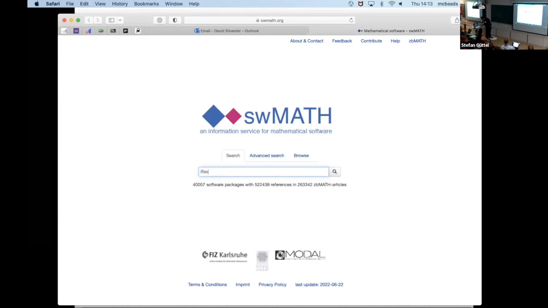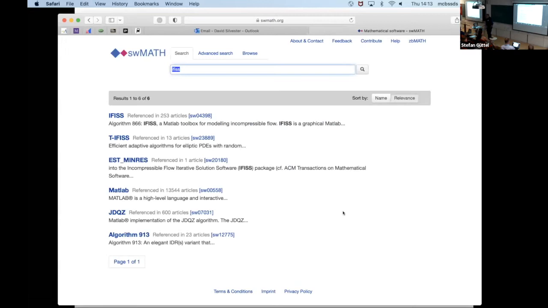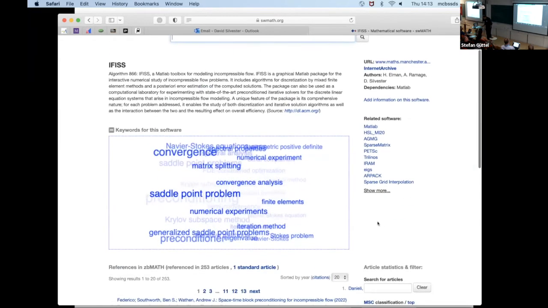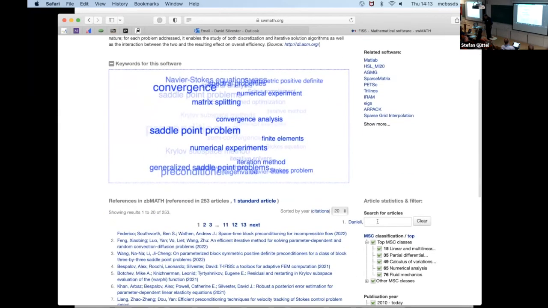Okay, IFISS, query. So SW Math was funded, I think, originally from Oberwolfach. It's together with Karlsruhe. And you can get some measure of how useful your software is. And here it is, top of the pops, IFISS. You get a nice word cloud. And this is a measure of it. Since it started, 253 journal articles have actually cited IFISS. So I'm quite happy with that.